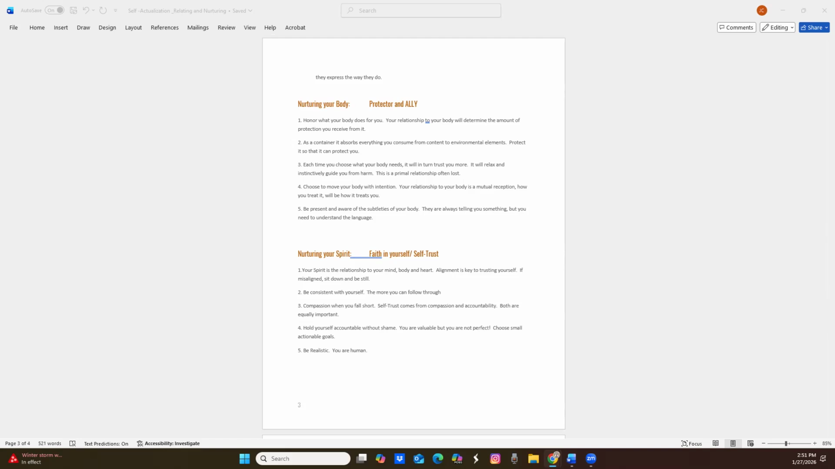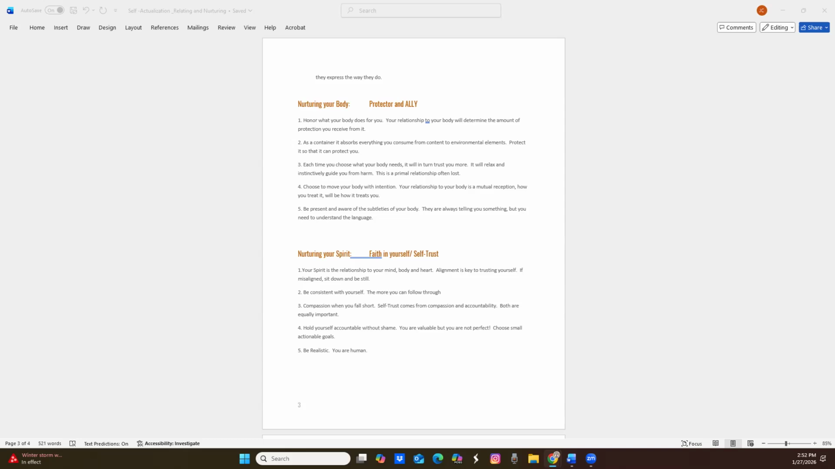Feeling misaligned is like this static. It's like having a difficult time making choices, feeling solid in your decisions, feeling a lot of self-doubt. All of that is misalignment. So when you are feeling misaligned, it's important to just slow down, get clear, get centered.